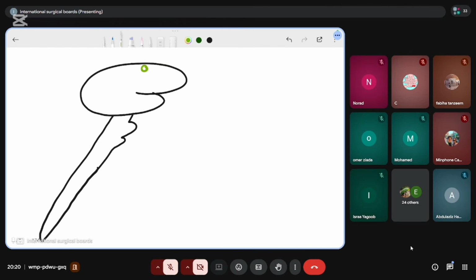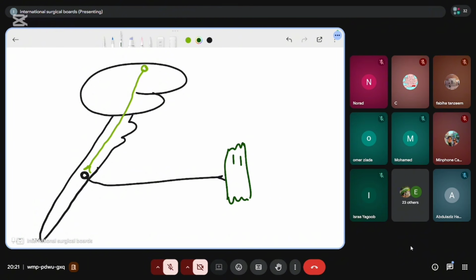Now, these neurons are called upper motor neurons. Their axons are surprisingly very, very long. They descend through the brain, through the brainstem, and in the spinal cord they should meet a lower motor neuron. And that lower motor neuron comes out and supplies a muscle. This is the basic situation.